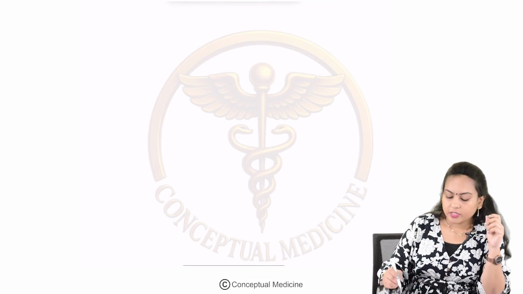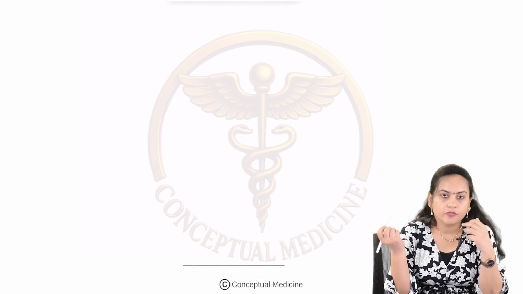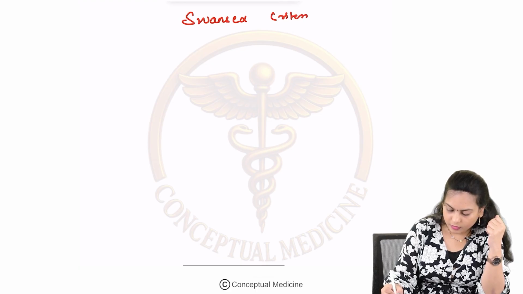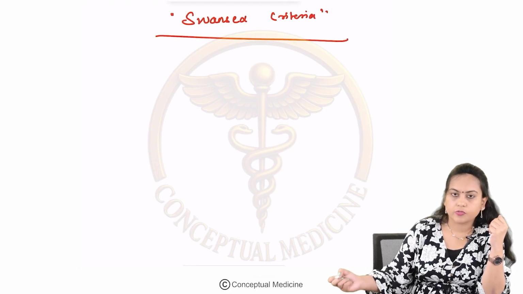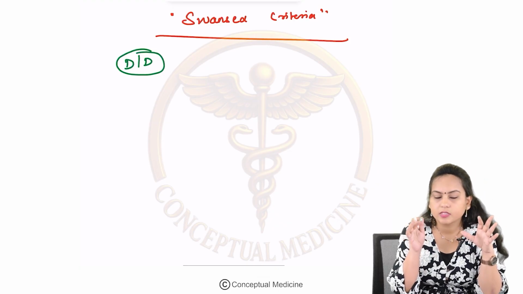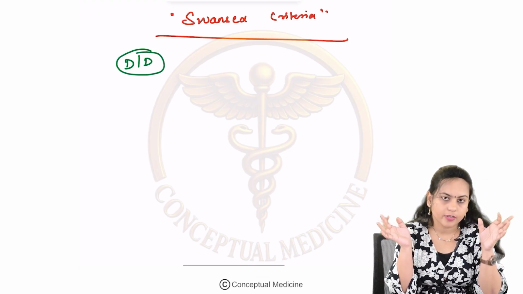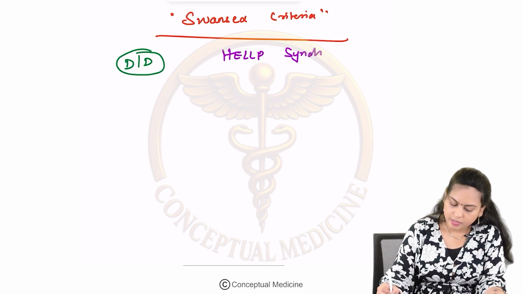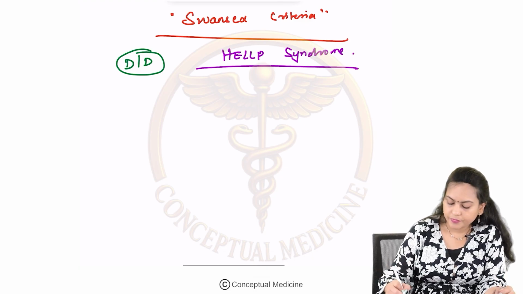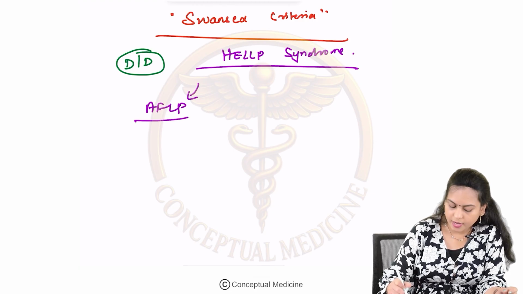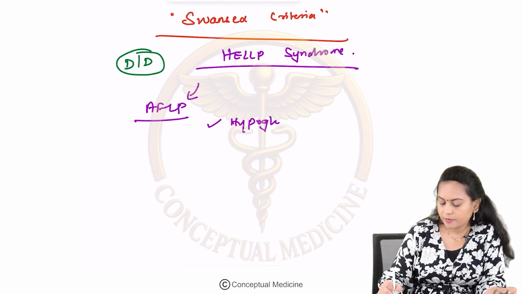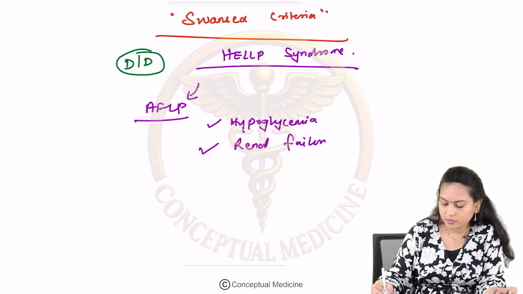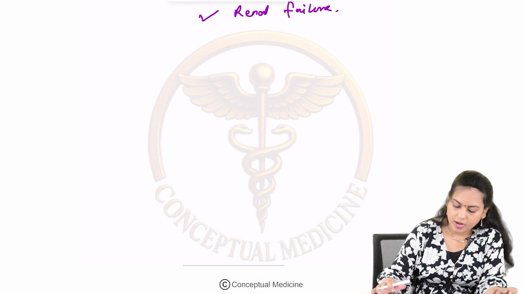Now, the criteria that is used for diagnosis of acute fatty liver in pregnancy is known as the Swansea criteria. Okay, just the name alone you need to know. Regarding differential diagnosis, the closest differential diagnosis for acute fatty liver in pregnancy is HELLP syndrome. Okay, but the differentiating features are that in AFLP, you will have features like hypoglycemia, and it can end up in renal failure. Okay, so these are the differentiating features. Okay, investigations.